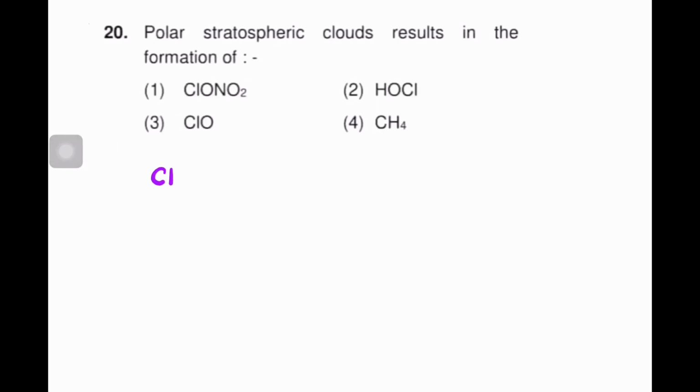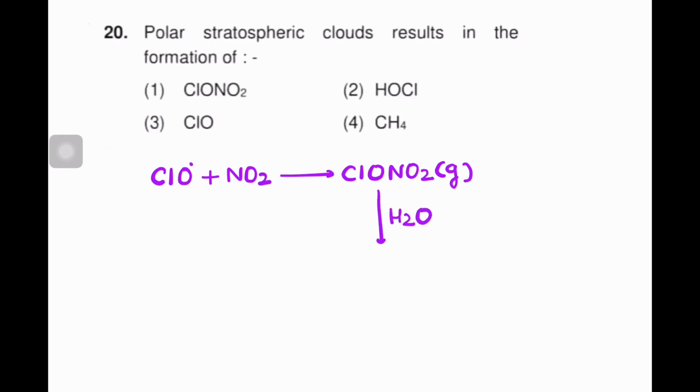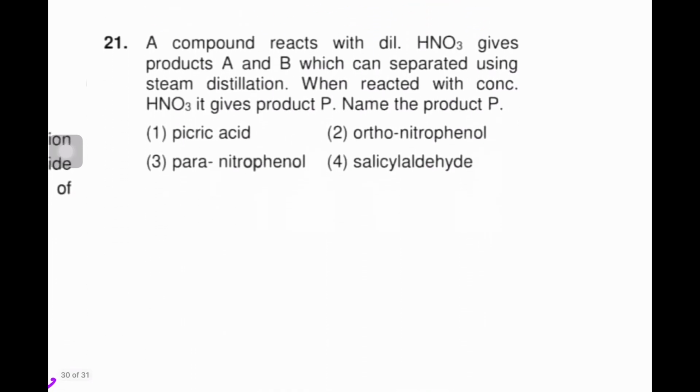Okay, so we have ClO free radical that will be reacting with NO2 gas and will be forming ClONO2, that is chlorine nitrate, and this chlorine nitrate will get hydrolyzed here and will form hypochlorous acid, that is HOCl, plus HNO3. So overall this reaction will take place. So here it results in the formation of first chlorine nitrate as well as HOCl. So the correct answer will be 1 and 2 both. Let's see the next one.